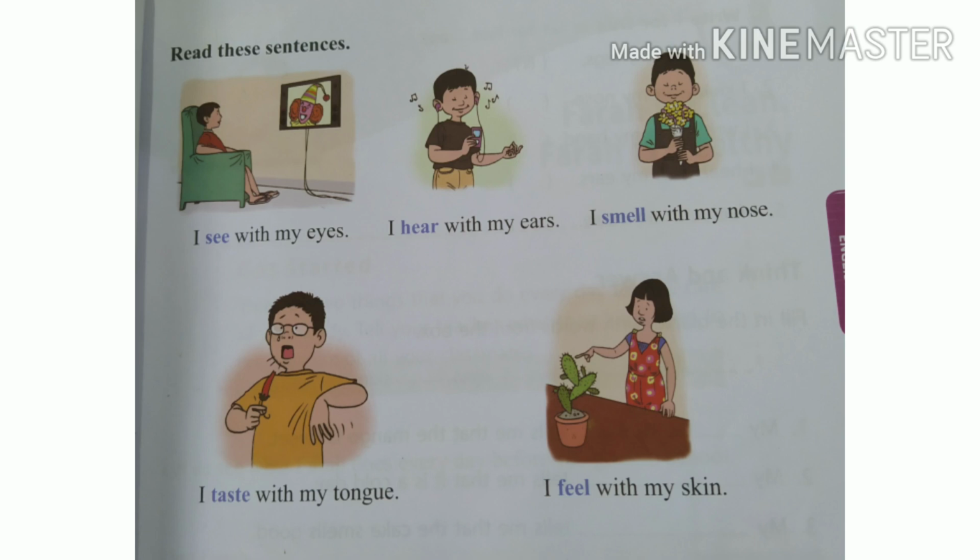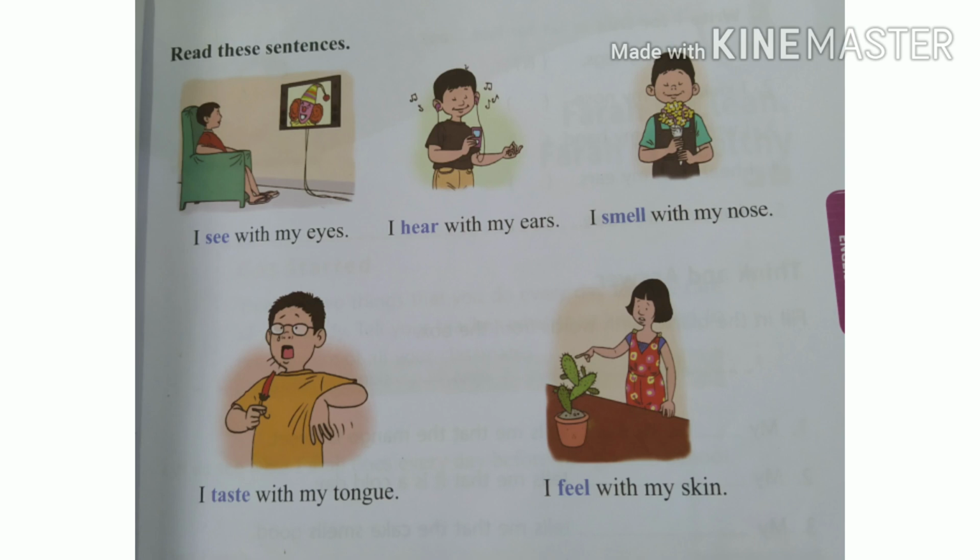How can we feel? We feel with our skin, and we can see the skin in all parts of our body. We feel whether it is cold or hot, whether it is hard or smooth by using our skin. So these are the 5 sense organs.